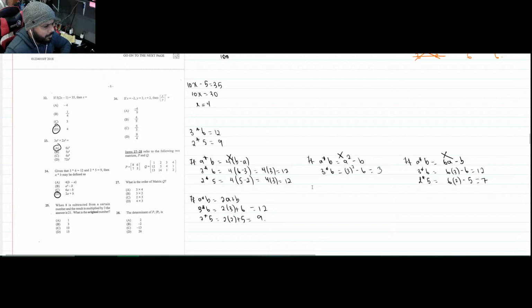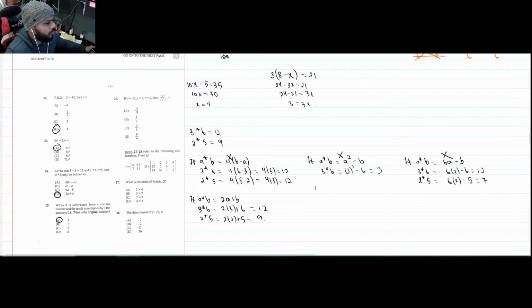Number 25. When 8 is subtracted from a certain number, so let me call the number x. So 8 take away some number x, and this result is multiplied by 3. The answer is 21. What is the original number? 24 minus 3x is equal to 21. Move the 21, move the 3x. 24 minus 21 is 3x. 3 is equal to 3x, and x is equal to 1. Cool.